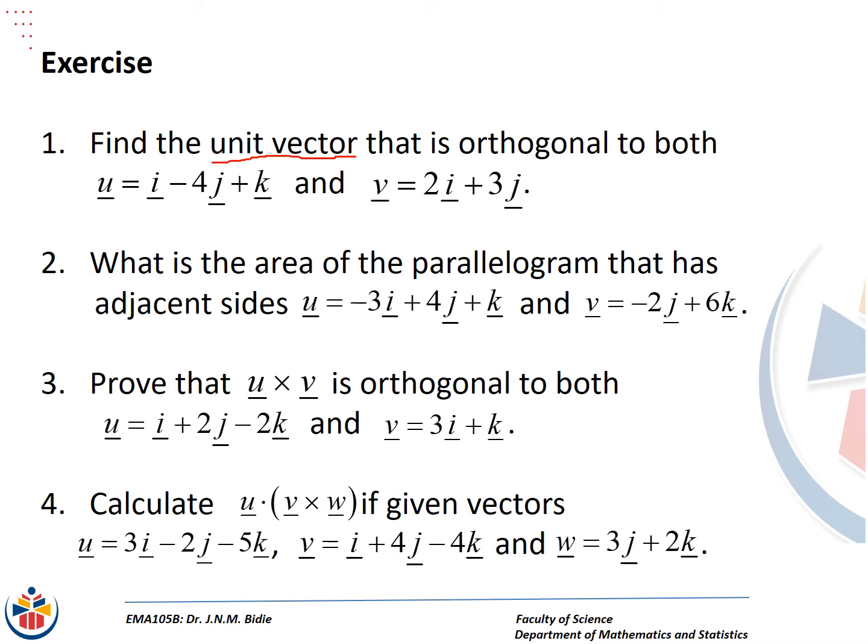And then number 4, just find V cross W first, and then do the dot product and see what you get.